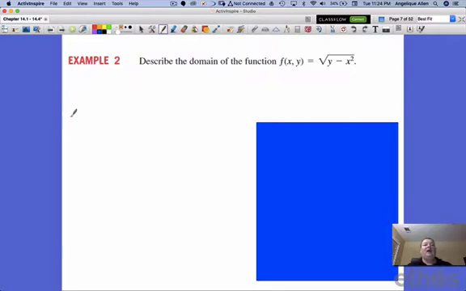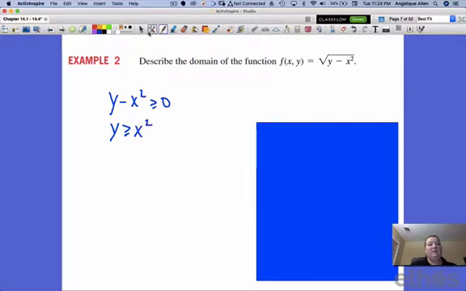Okay, so let's talk about how to determine the domain of a function. Use the knowledge you already have. Where would you be concerned about a function not existing when it has a square root in it? You know the number under the radical would have to be greater than or equal to 0. That's one way to describe it. You could also say y is greater than or equal to x squared.